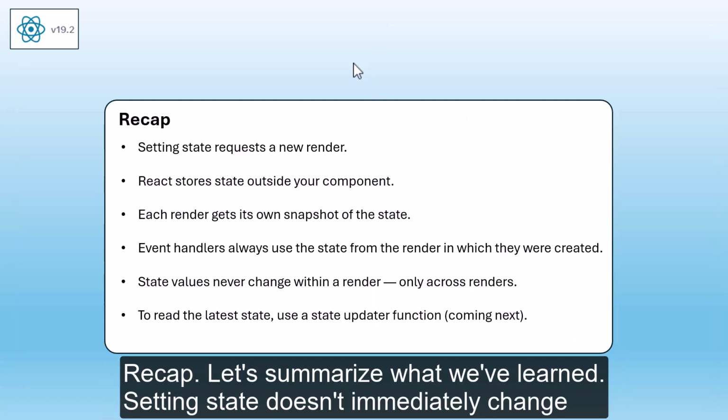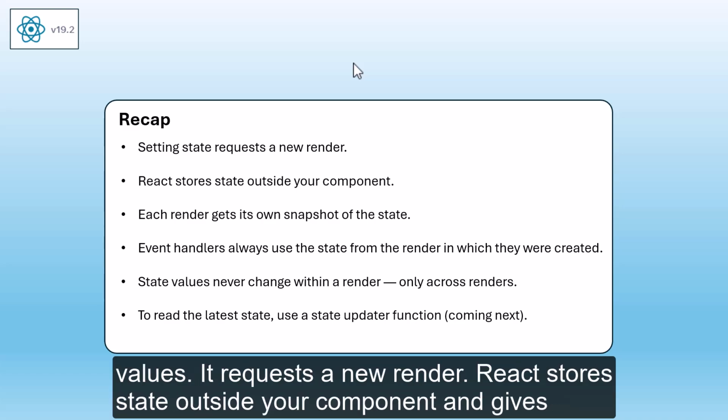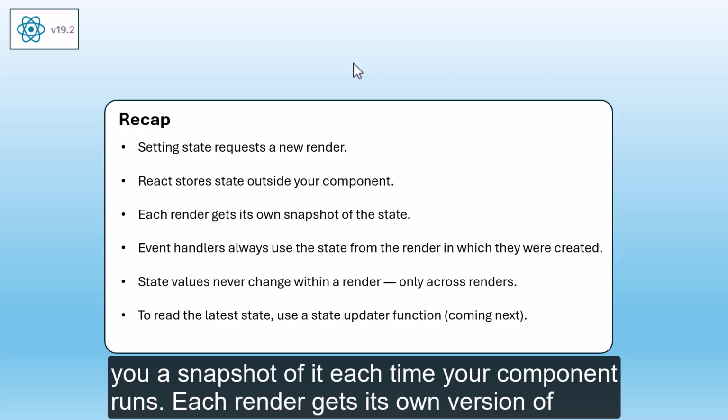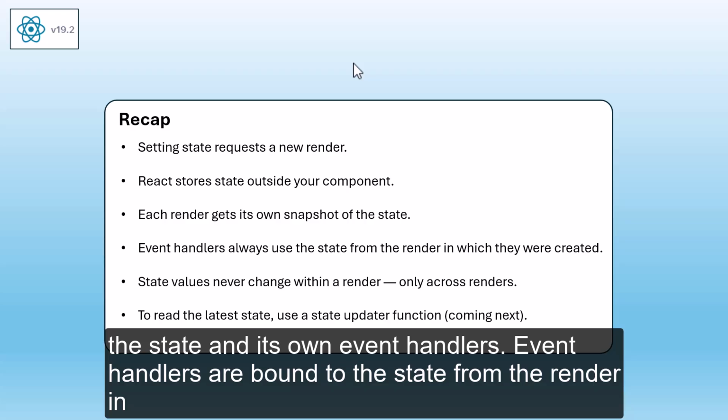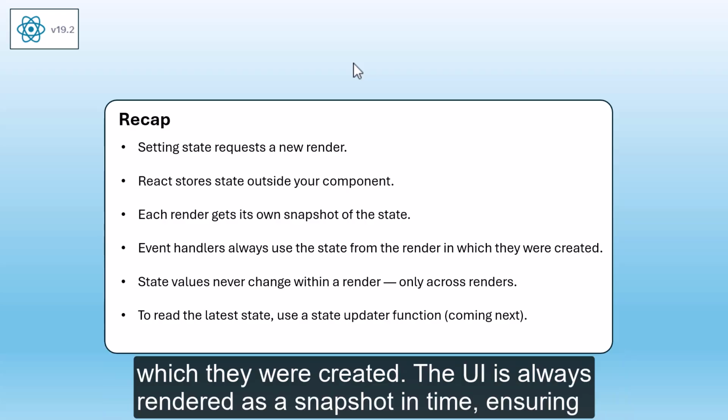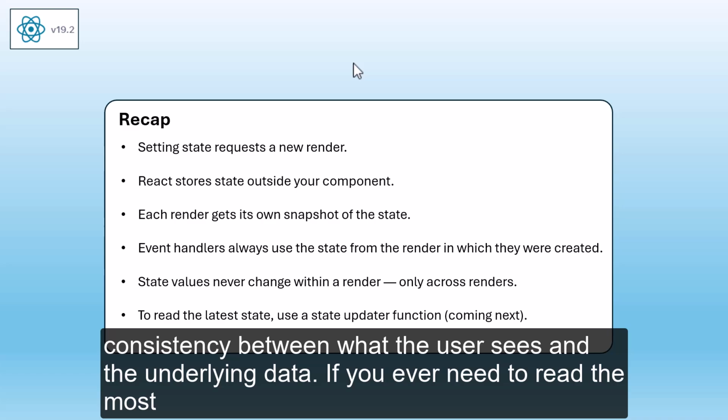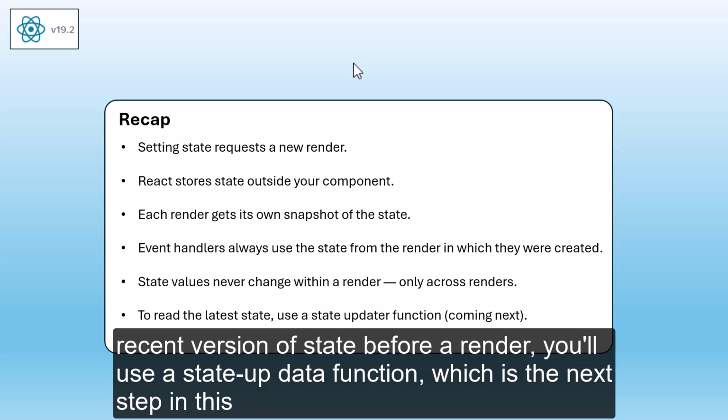6. Recap. Let's summarize what we've learned. Setting state doesn't immediately change values, it requests a new render. React stores state outside your component and gives you a snapshot of it each time your component runs. Each render gets its own version of the state and its own event handlers. Event handlers are bound to the state from the render in which they were created. The UI is always rendered as a snapshot in time, ensuring consistency between what the user sees and the underlying data. If you ever need to read the most recent version of state before a render, you'll use a state updater function, which is the next step in this learning path.